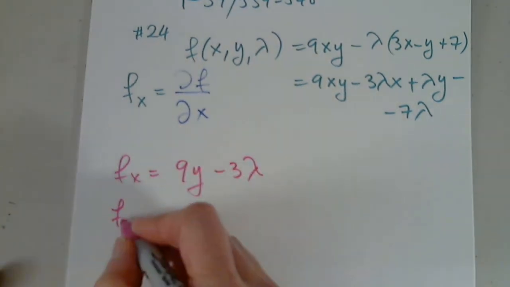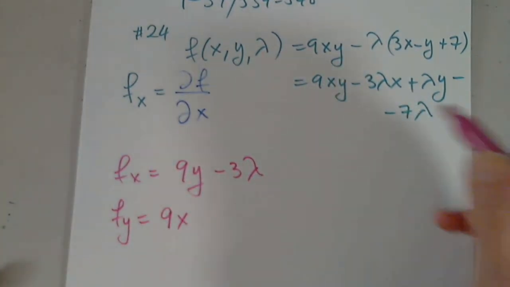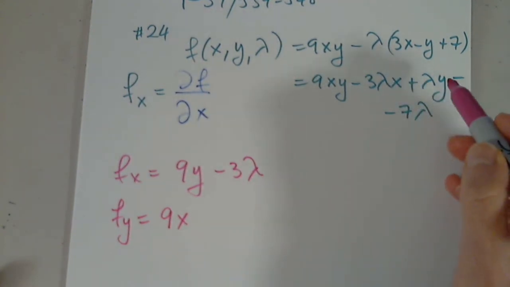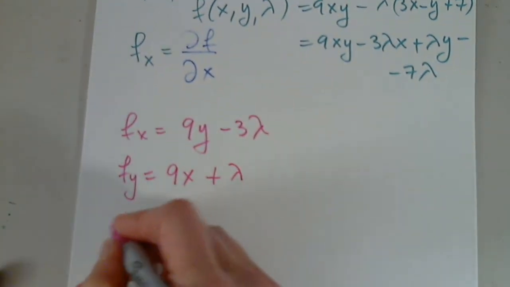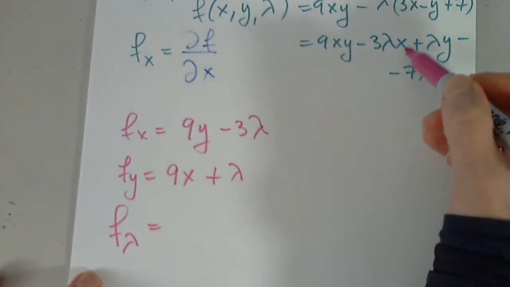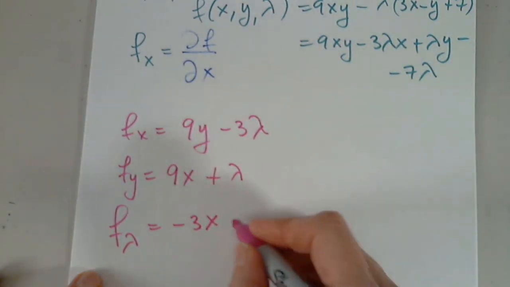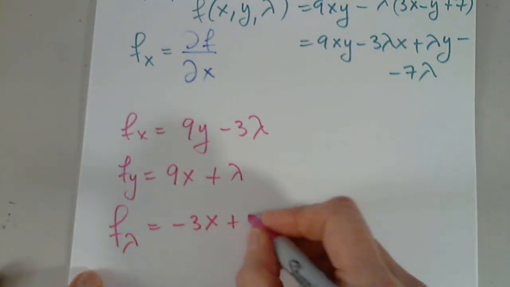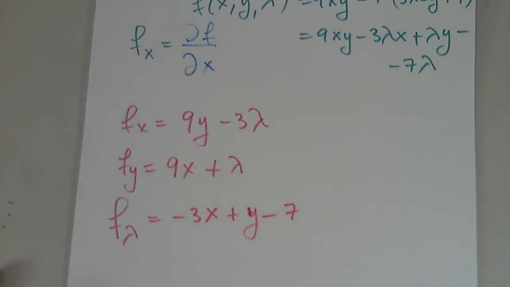Okay, so let's differentiate with respect to y. Is there a y here? Yes, so 9x. Is there a y here? No, gone. Is there a y here? Yes, so plus lambda. Is there a y here? Nope. Finally, f lambda. Is there a lambda here? Nope. Is there a lambda here? Yes. So negative 3x. Is there a lambda here? Yes. So then plus y. Is there a lambda here? Yes. Minus 7. Any questions?